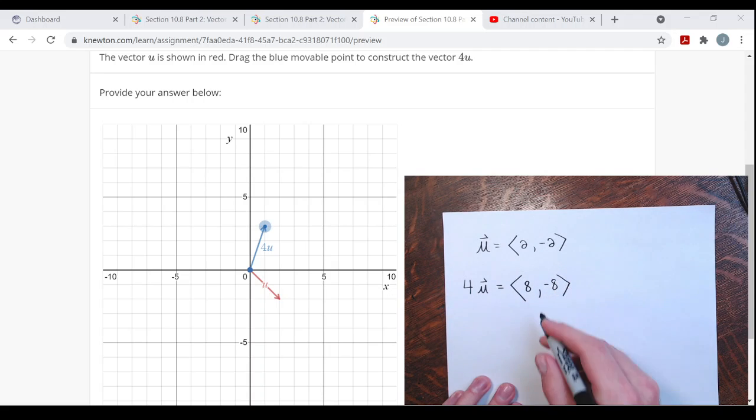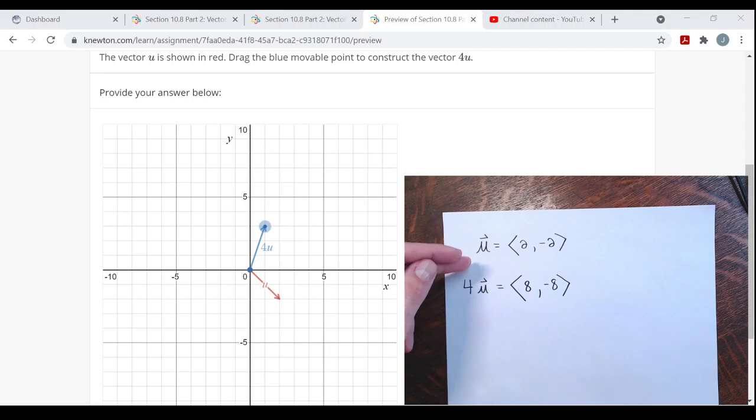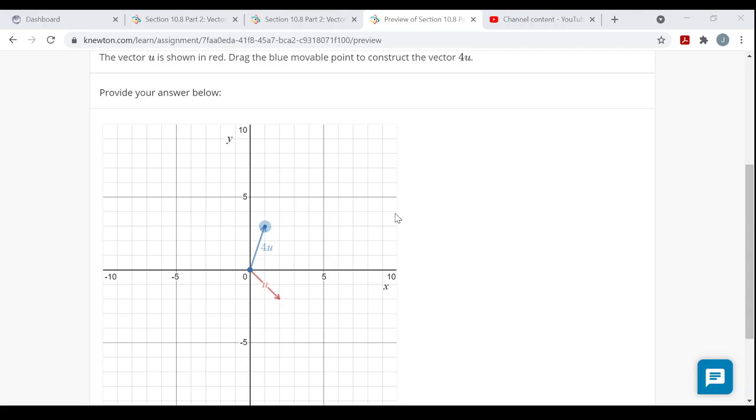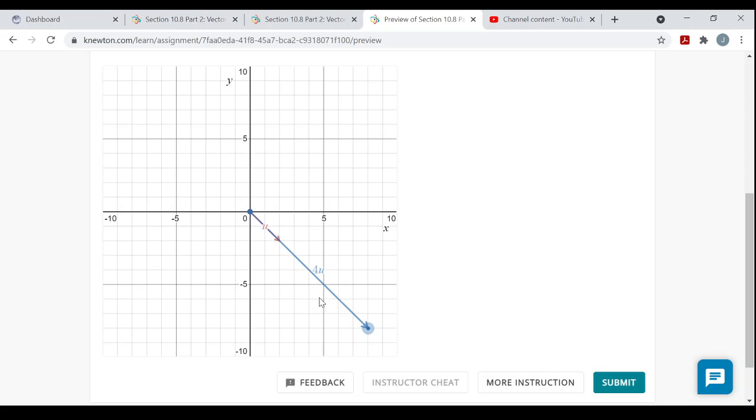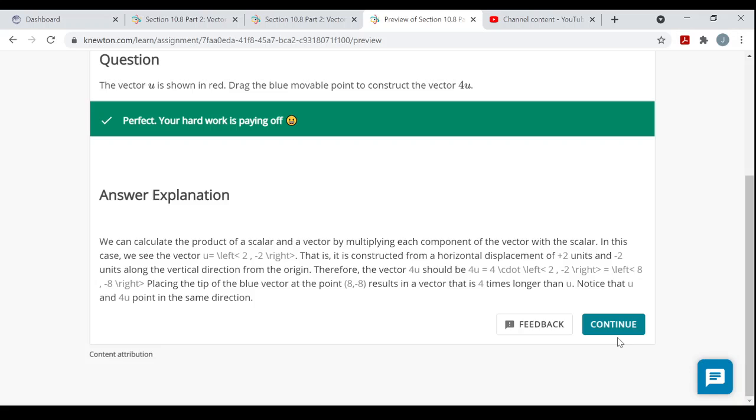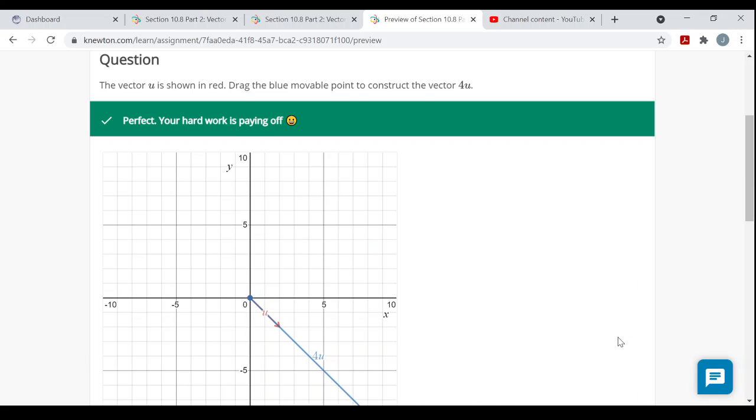And that's it. And you're going to see that this new vector, 4 times u, points in the same direction, because it's a positive number I multiplied by, but it'll have 4 times the length. It'll be 4 times as long. So I'm going to have this new vector for u point to 8, negative 8. So I move this point over to the point 8, negative 8. There. And you see it points in the same direction as u, just 4 times the length. Hopefully that's easy enough.